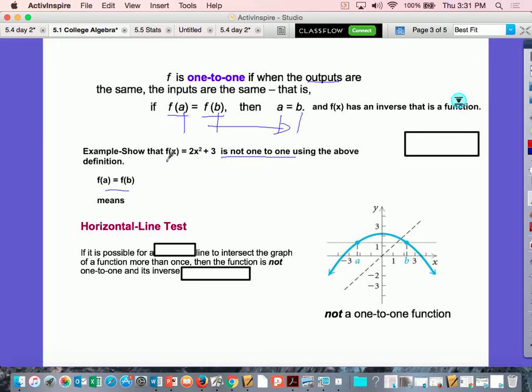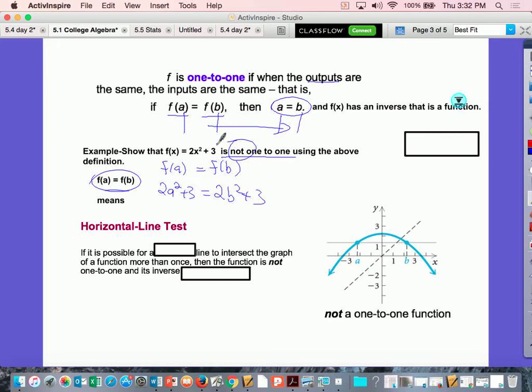So let's take f of a and find out what it equals. So f of a would equal, in this case, 2 times a squared plus 3. That's f of a. So we're assuming that this is true. We're assuming that f of a equals f of b. Now f of b, if you plug b in, is going to be 2b squared plus 3. Now if we wanted to show that it was one-to-one, we'd show a is equal to b. We're actually going to try to show that a is not equal to b, because we're trying to show that it's not one-to-one.